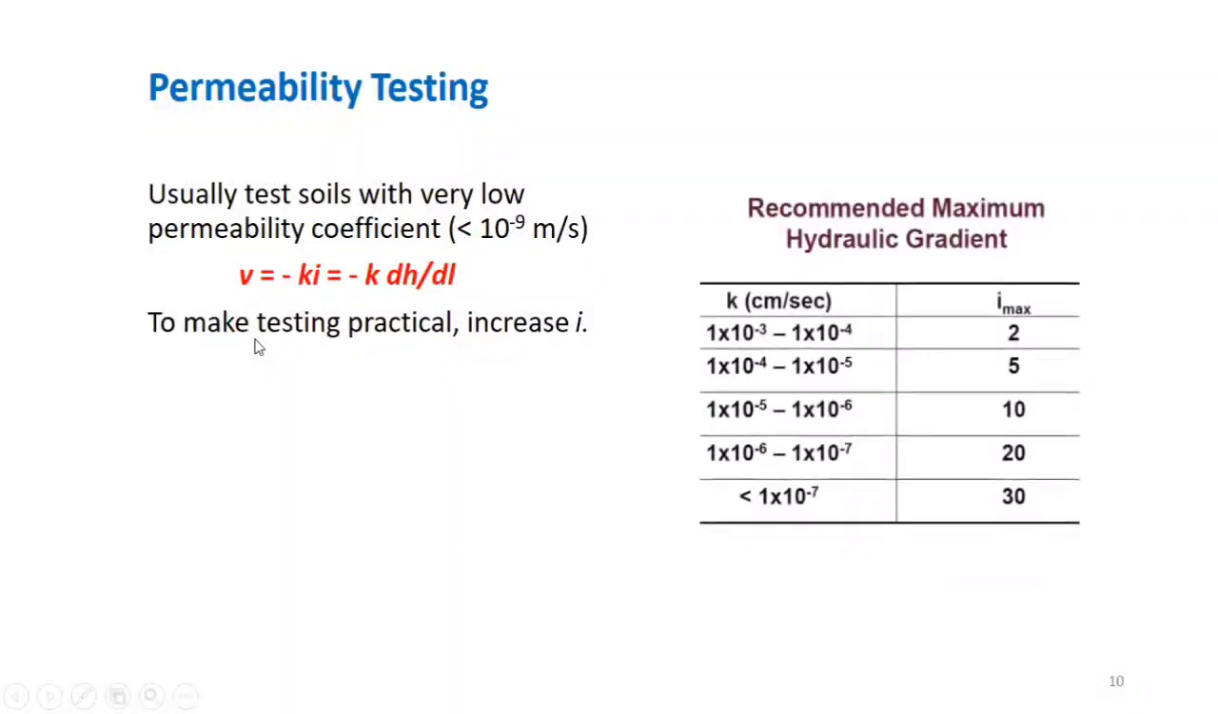This is a guideline for how much maximum hydraulic gradient you can increase for certain K values. When I say certain K values, that means they are representing certain soil types, maybe starting from sand to silt, and further down is clay. So these are the maximum hydraulic gradients you can use so that you can complete the test comfortably in less time.